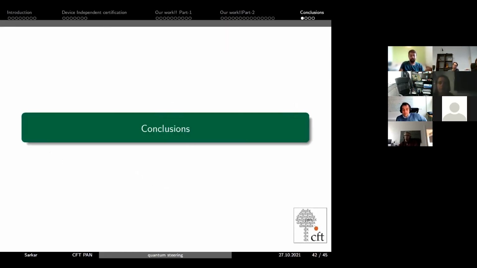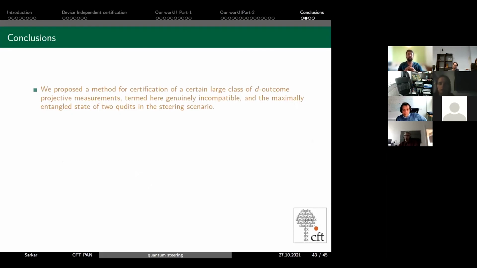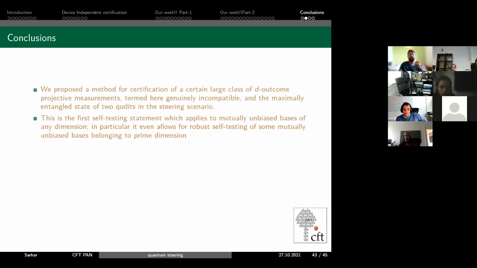So for concluding remarks, we proposed a method for certification of a large class of d-outcome projective measurements, which we termed generally incompatible, and the maximally entangled state of two qubits in the one-sided device-independent scenario. This is the first self-testing scheme which applies to mutually unbiased bases of any dimension. In particular, it even allows for robust self-testing of mutually unbiased bases in prime dimension.